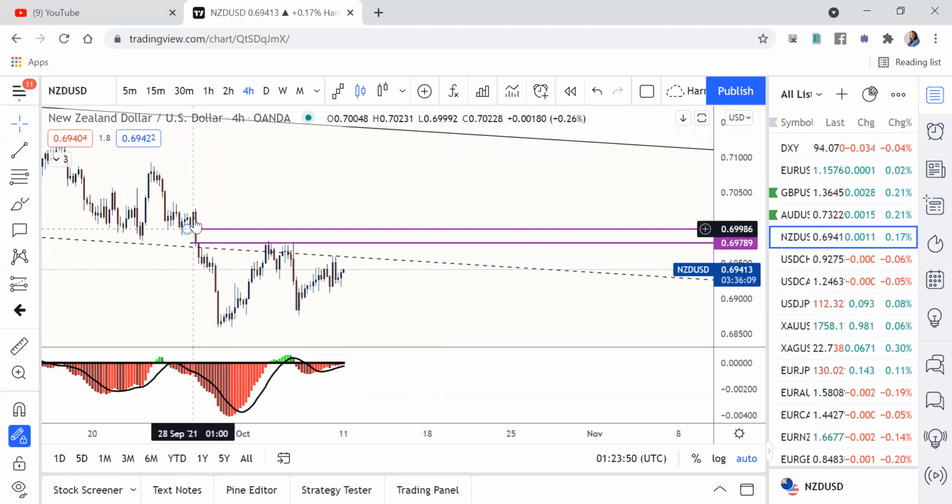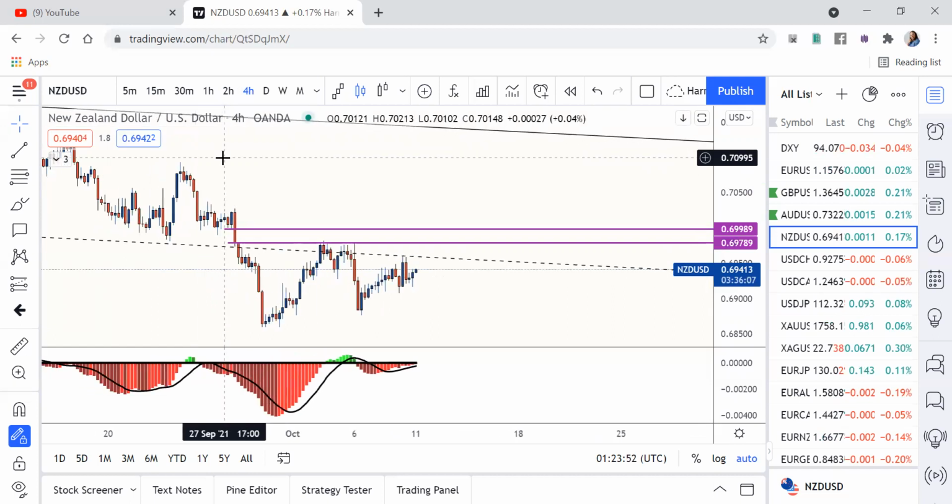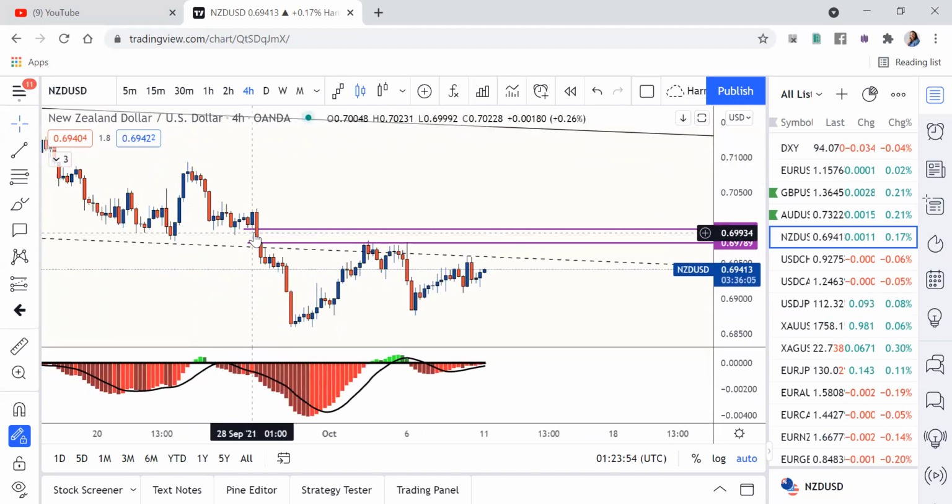Which is this. To identify the area of imbalance, we're going to use the wick of the candle to the left of the impulsive candle. So this is the impulsive candle here, right? We're using the wick of the candle to the left of the impulsive candle and the wick of the candle to the right of the impulsive candle, right?